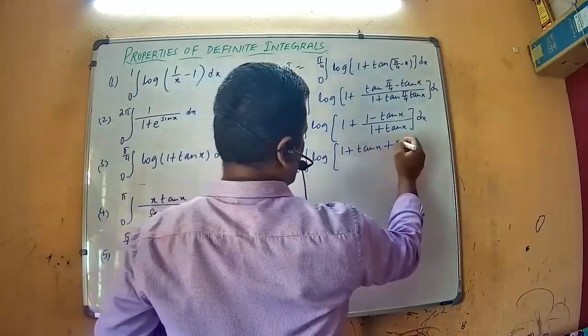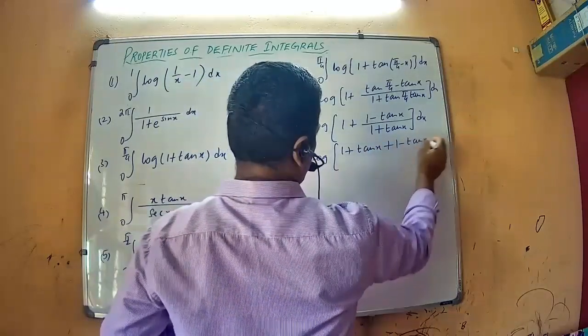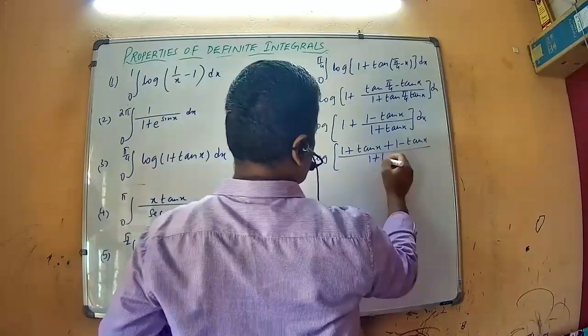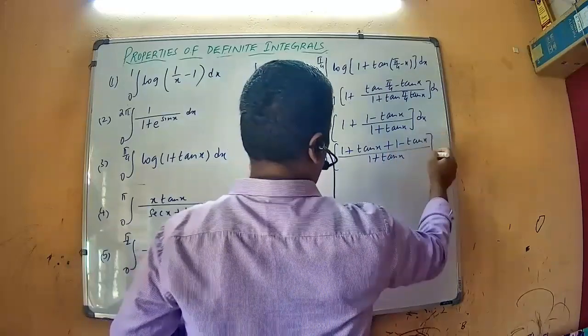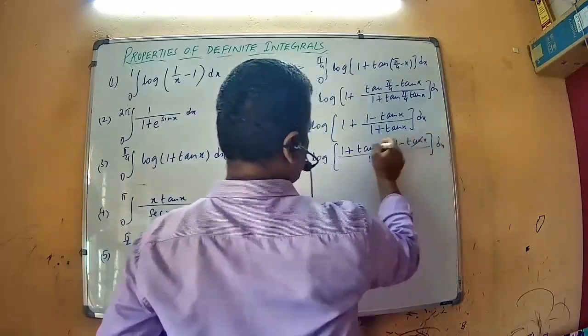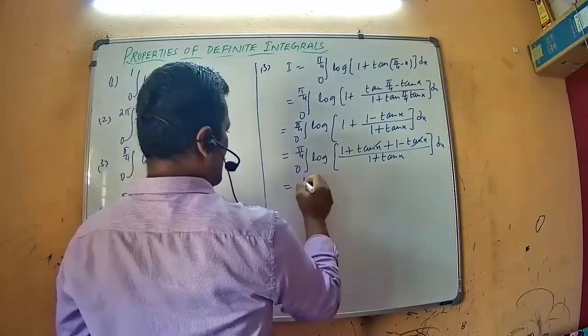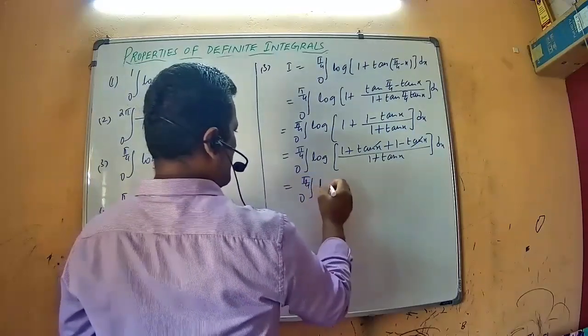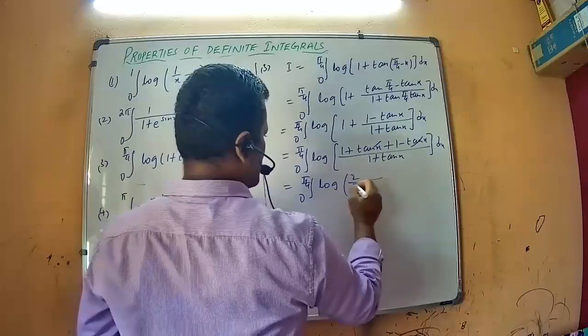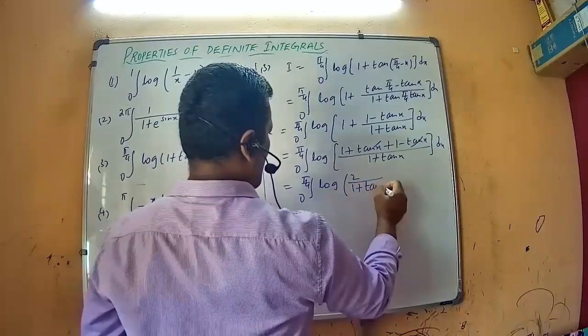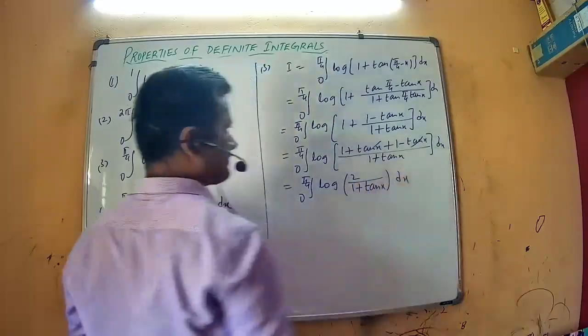So 1 plus tan x plus 1 minus tan x by 1 plus tan x. Now here tan x and tan x will get cancelled. So what will be left here? Integral of 0 to pi by 4 log of 2 by 1 plus tan x.